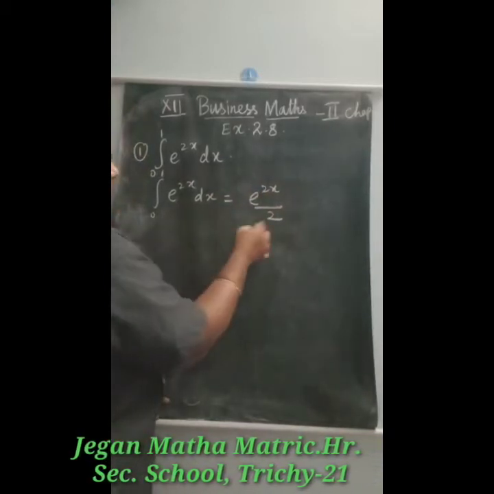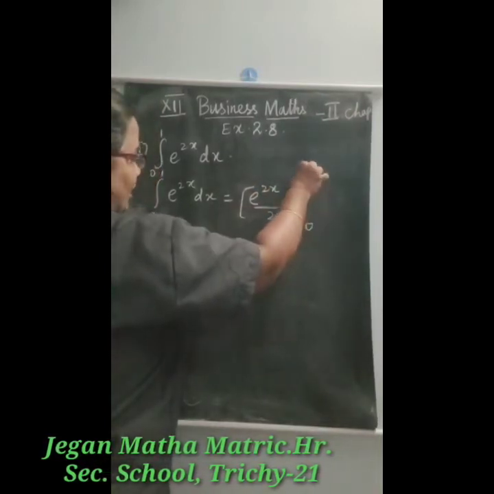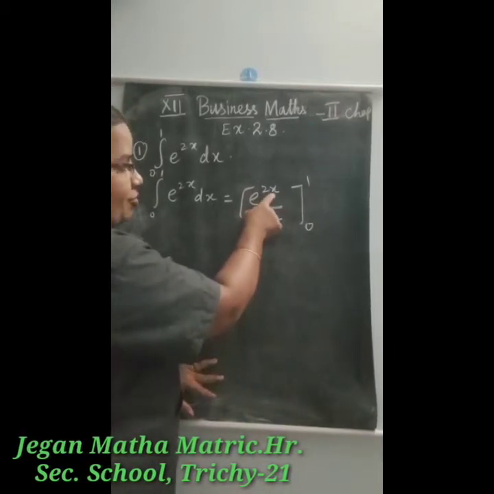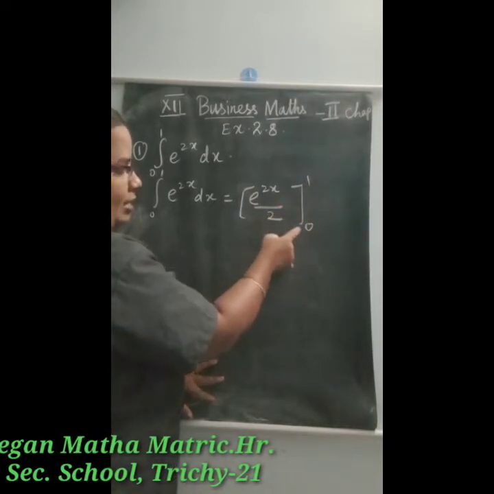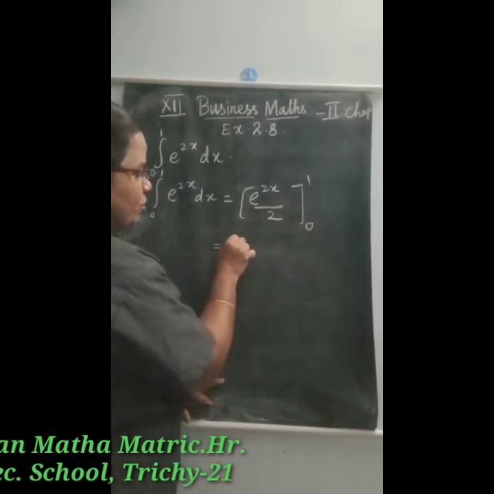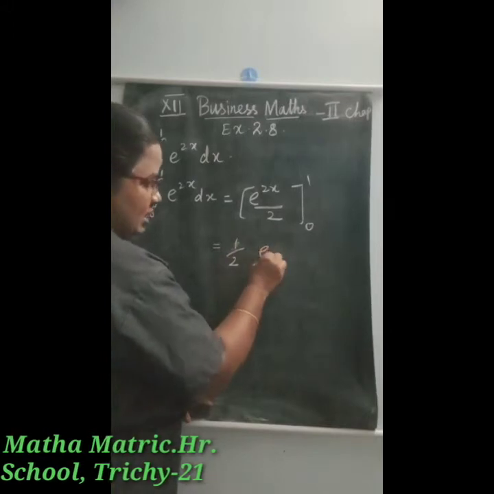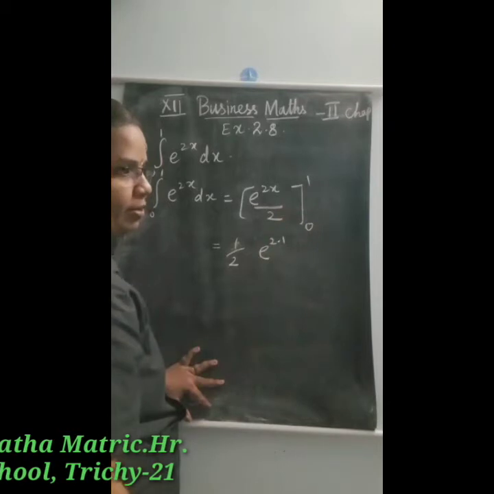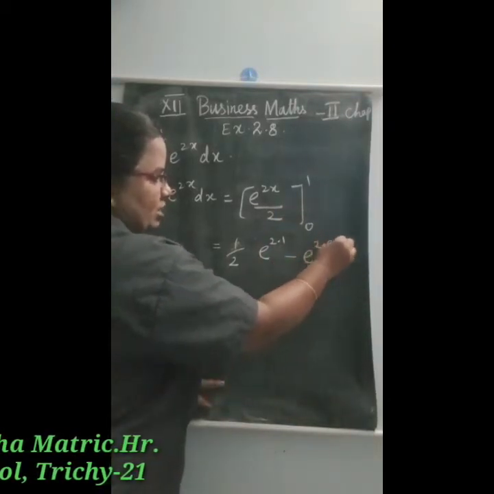This is the integration, and the limit values you have to substitute for the integration, 0 to 1. First, instead of x you have to substitute the upper limit, then put the minus symbol and substitute the lower limit. So that is equal to 1 by 2, a constant term, so you take it outside, times e power 2 into 1 minus e power 2 into 0. This is the lower limit.